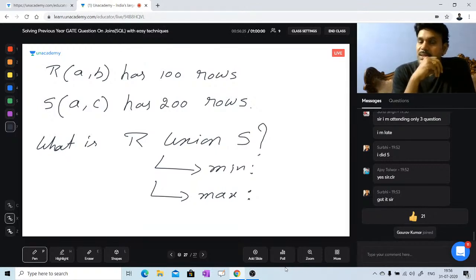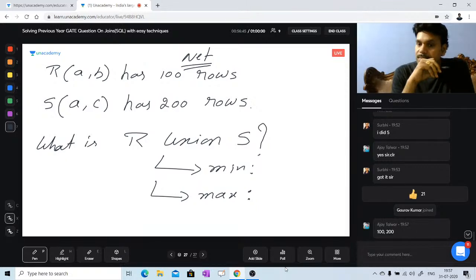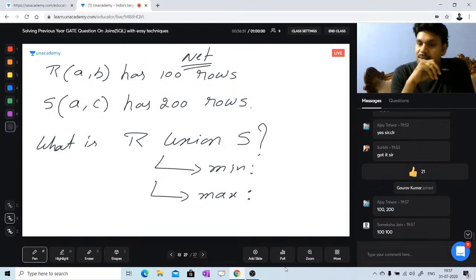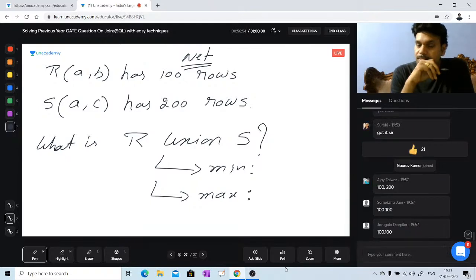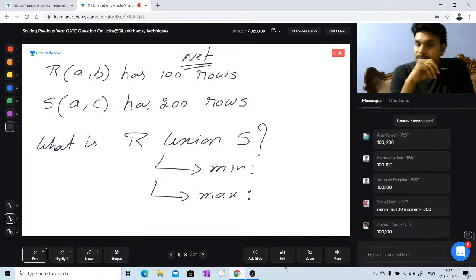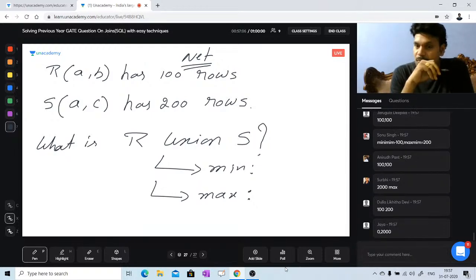R union S. What is the minimum value? Minimum rows is one of your NAT question. You can check it. What is the minimum value of R union S? What is the maximum value of R union S? Please post your answer. Minimum 100, maximum 200, 100 and 200, 0 comma 2000.